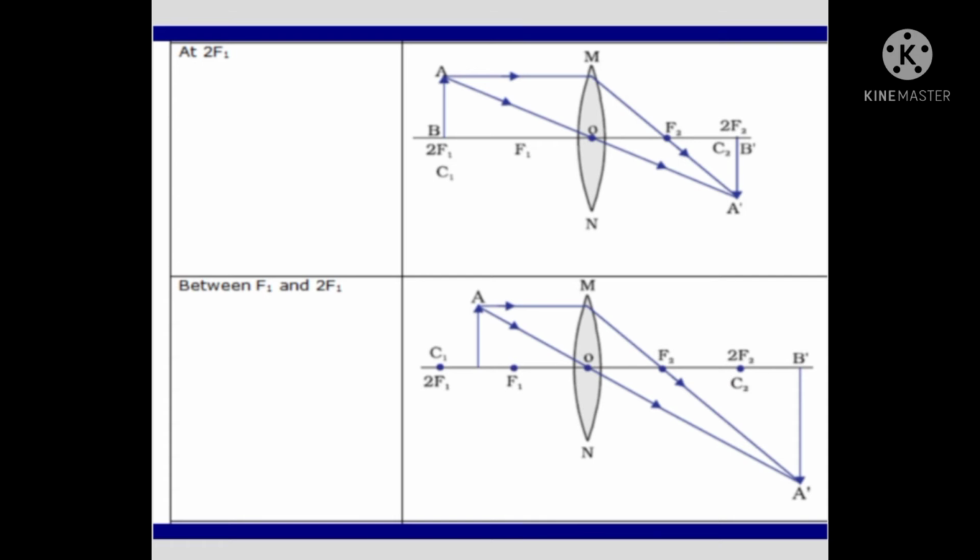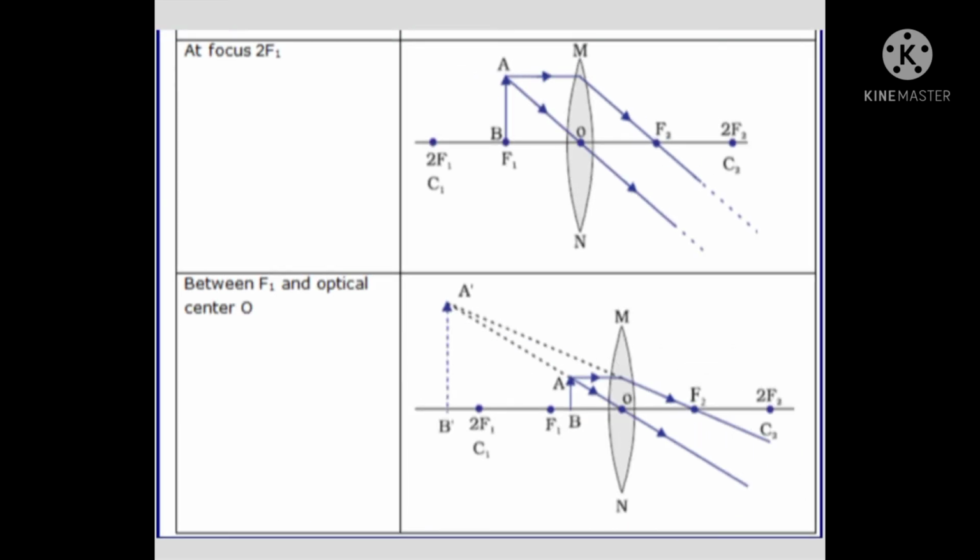Then our next case is the object between 2f1 and f1, or C1 and f1. Here the same rays: a parallel ray passing through f2, and another ray passing through the optical center with no deviation. These refracted rays meet on the other side of the lens and form an enlarged image, at the meeting place of these two refracted rays. So we can say that it is a real, inverted and enlarged image.